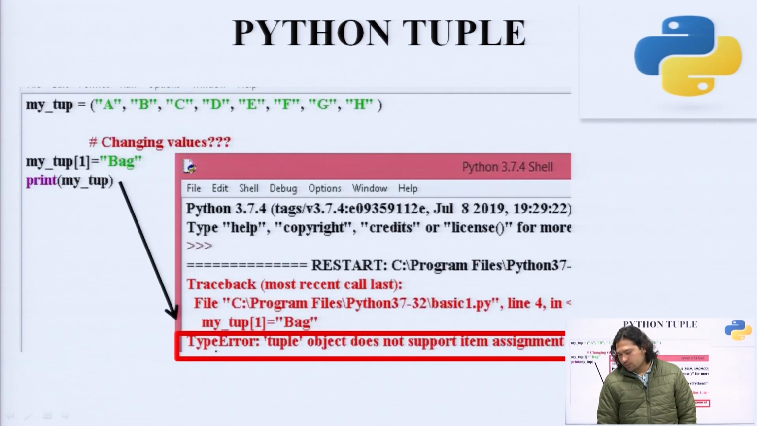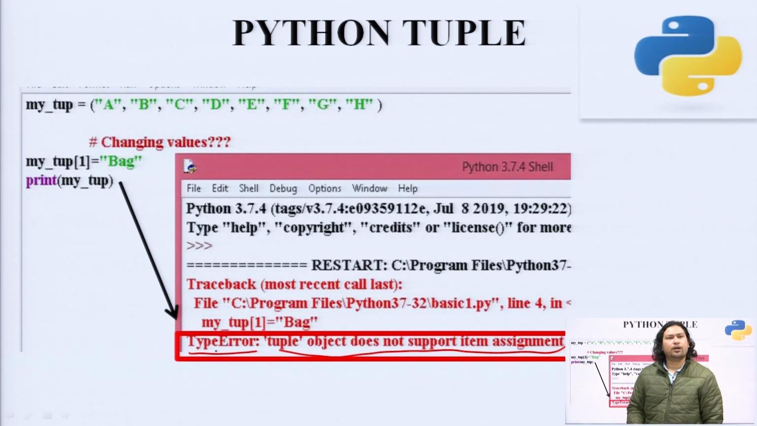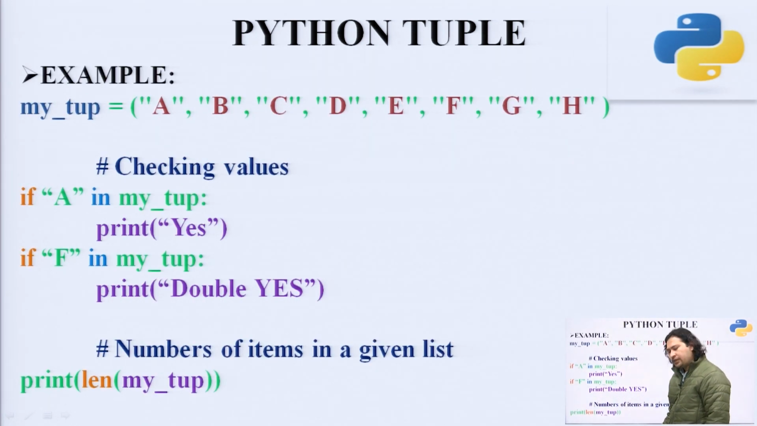Let us check out the output of this one, and here you can see that it is a type error. The tuple object does not support item assignment. That means you cannot assign the values. It means that changing values is not applicable to the tuple data type. That means the tuples are immutable. So, tuples are totally immutable.